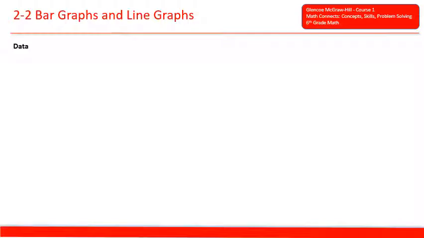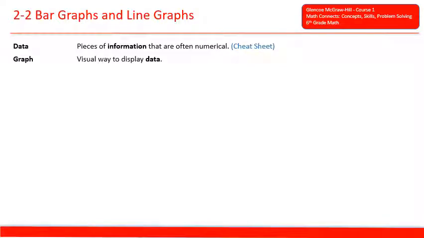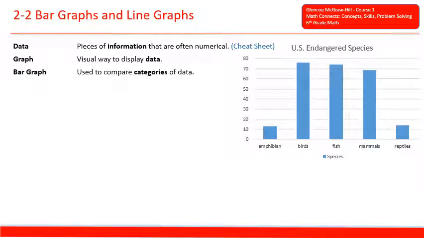We have some definitions. The first one is data, pieces of information that are often numerical. Graph, visual way to display data. A bar graph, used to compare categories of data. That's a bar graph. And it's the same data from the previous slide where it lists the endangered animals.